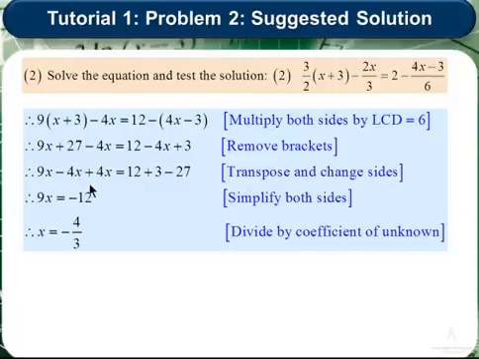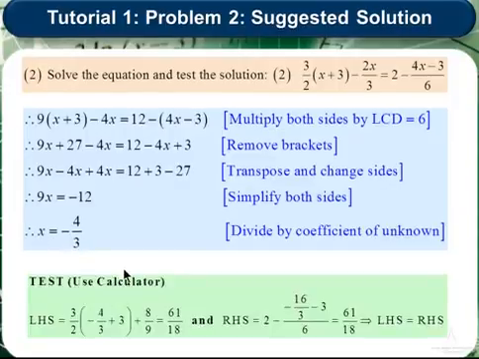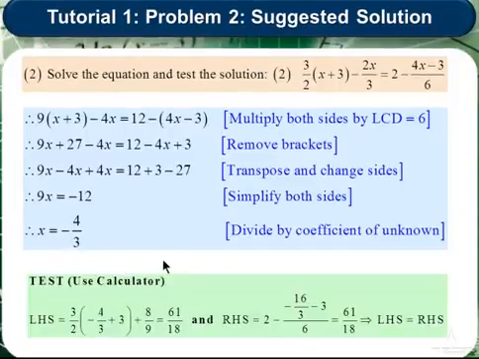Then we consolidate the like terms on the left and the right, we simplify, and we end up with the linear equation 9x is equal to minus 12, which if we divide through both sides of the equation by 9 to get rid of this particular coefficient of x, we have x equal to minus 4 over 3. And clearly again, we have to test this for correctness.